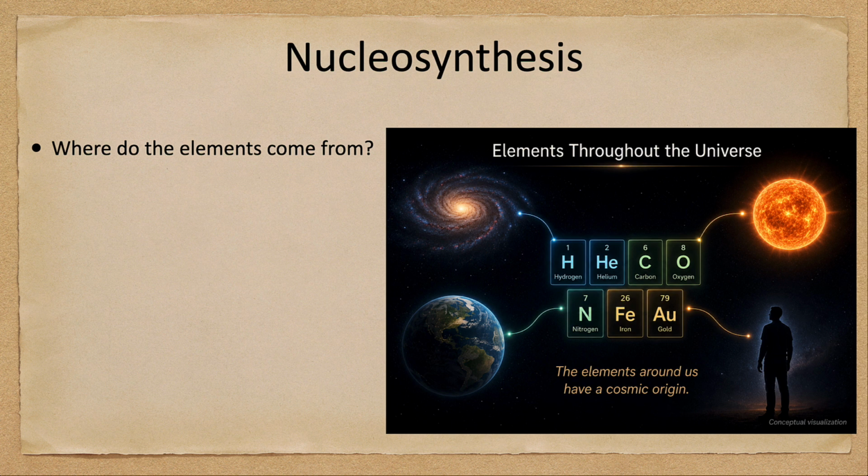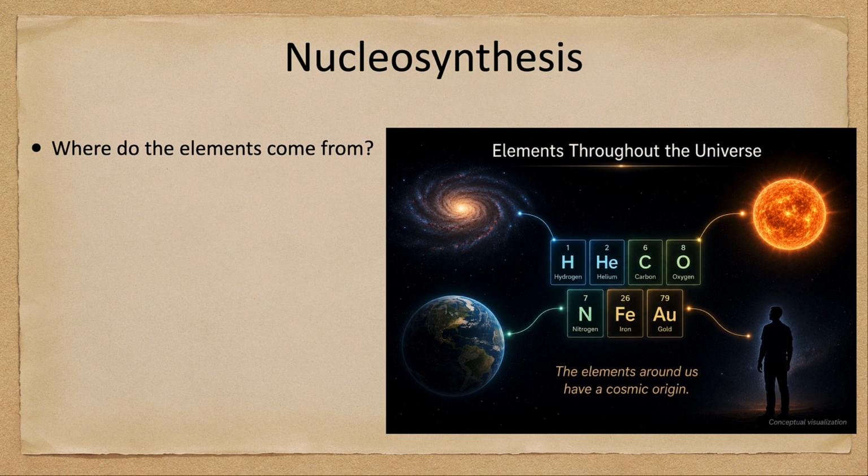Every atom of carbon in your body, every atom of oxygen you breathe, and every atom of calcium in your bones had to be created somewhere. But the early universe did not begin with all of the elements we see today. Instead, the elements were produced gradually through a series of cosmic processes that unfolded over billions of years. Understanding those processes is the goal of nucleosynthesis, the study of how atomic nuclei are formed.